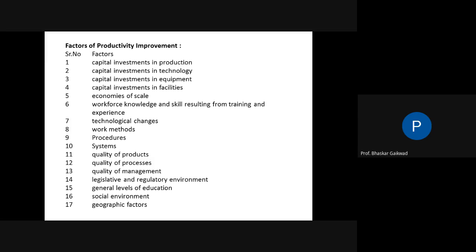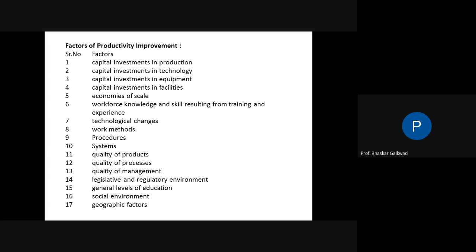Economies of scale: financial support must be there. If it is not there, there is a problem in increasing productivity. The workforce knowledge scale also affects productivity. There should be good technical knowledge and training, then productivity increases. Technological changes: as per requirement, we need to change old machines to new machines, and this will affect the productive work method. Study the present methods, and we can go for improvement of the method so that the cost of manufacturing reduces without affecting quality.